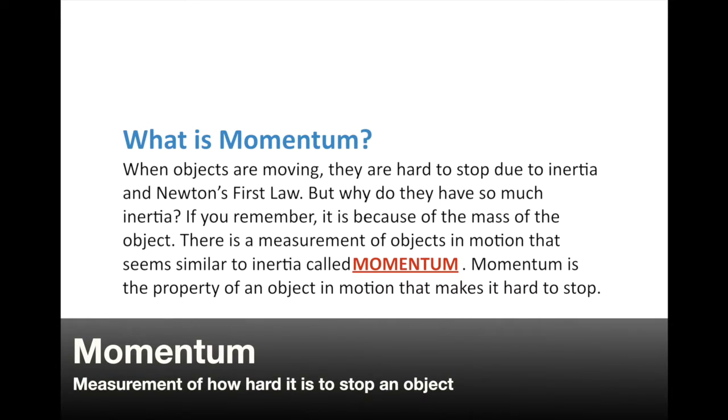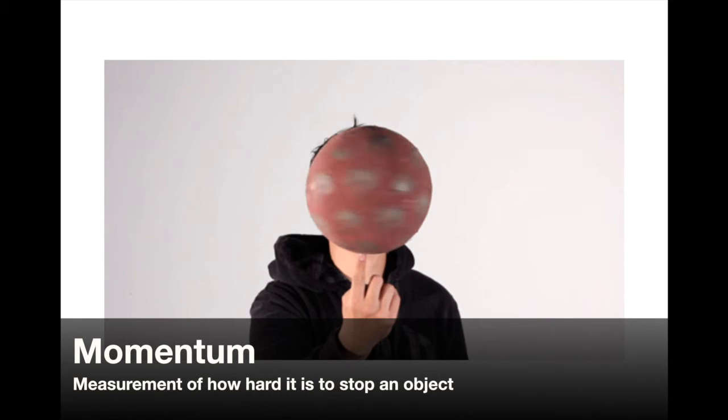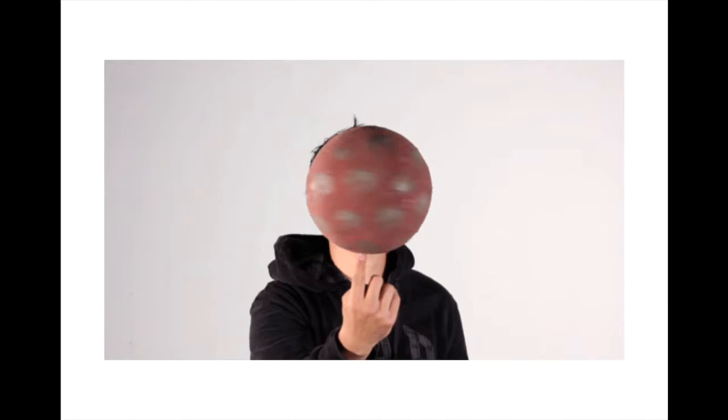Momentum is simply the property of an object in motion that makes it hard to stop. Okay, so this ball that's spinning on the person's finger will not stop spinning until you have an opposite force acting on it, okay? You have an unbalanced force acting on it. But the reason why it keeps on spinning is because of momentum, okay? And we can figure out momentum through a mathematical formula, which we're going to go through in the next part.